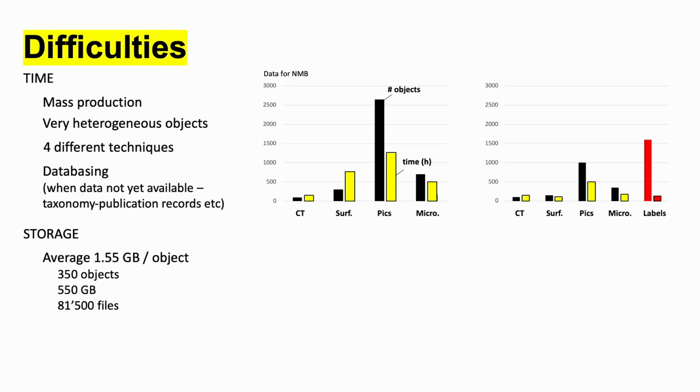Storage is an issue, but not as much as one can think, actually. When I did this PowerPoint last week, we had about 350 objects or so, 550 gigabytes. It may sound like a lot, but there are 50 CT scans in there, and CT scans of one object can reach 40 gigabytes each. So it's not that much, 1.5, 1.6 gigabytes per object on average. This is something you can really still handle. If we had 10,000 specimens over 2 years, it's 15 terabytes. It's big, but it's not 150 terabytes. So it's kind of okay for storage.